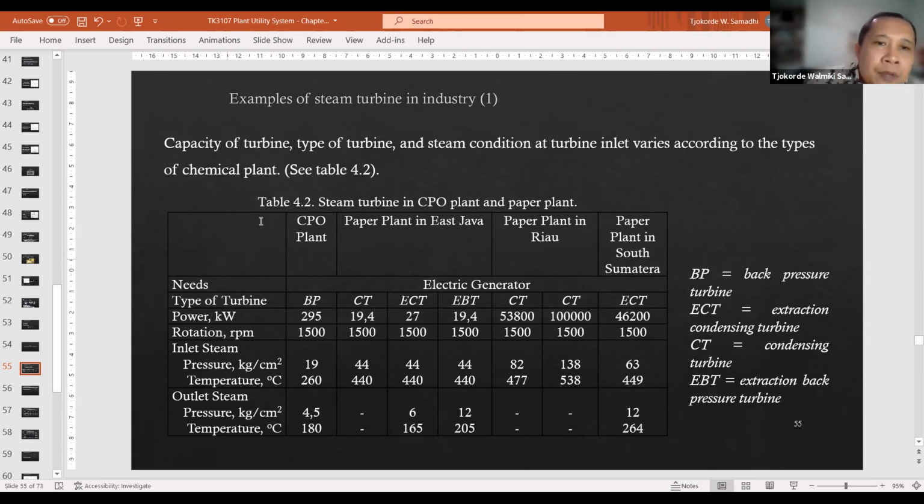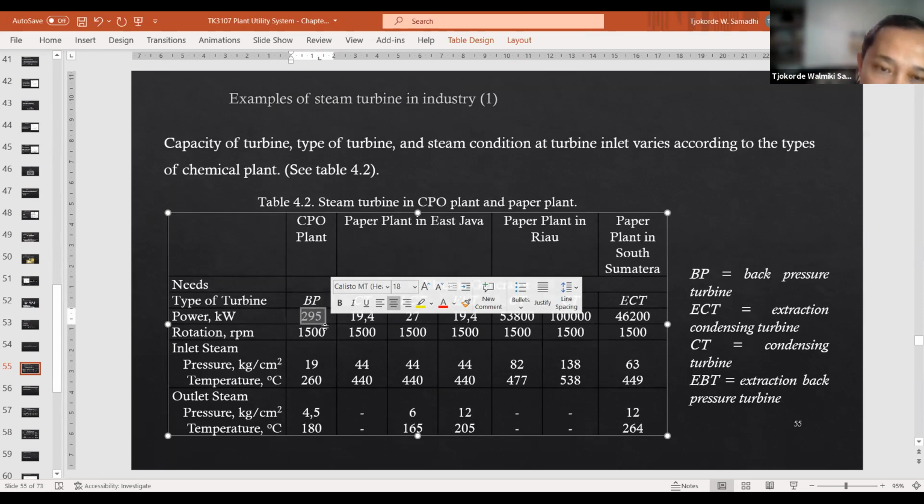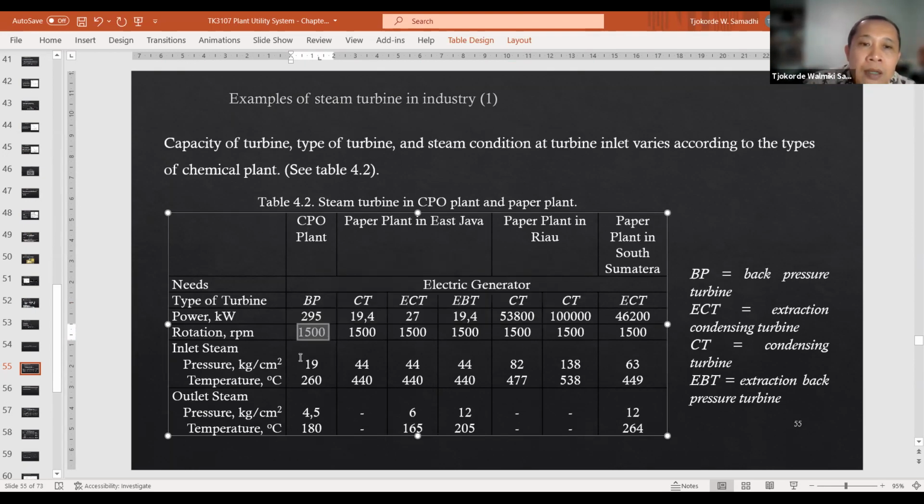For example, here there's a CPO plant, crude palm oil plant, or some people call it palm oil mills. PP is called a back pressure turbine, and this is the nameplate capacity, the specified capacity of the turbine output. This is the RPM, the rotational speed of the turbine. This is the specification of the inlet steam and the outlet steam.